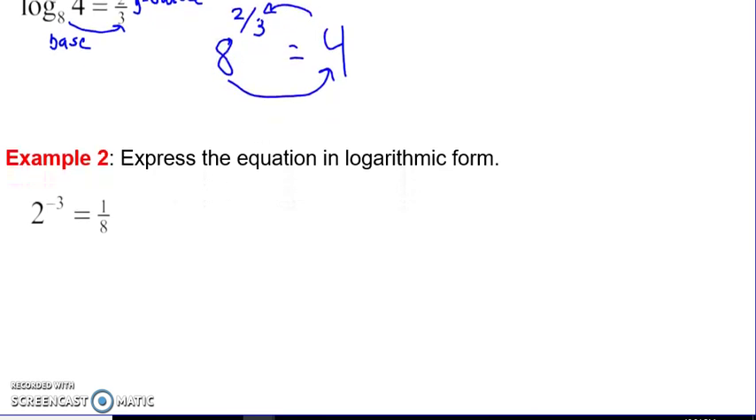Example 2, we're expressing the equation in logarithmic form. So we make the same rotation here. Recognizing that 2 is our base, and the y value, which is 1/8, becomes what it equals. Or sorry, our -3, which is our exponent, becomes what it equals. So rotating it, we have log base 2, because that's our base, of 1/8 equals our exponent, which is -3.